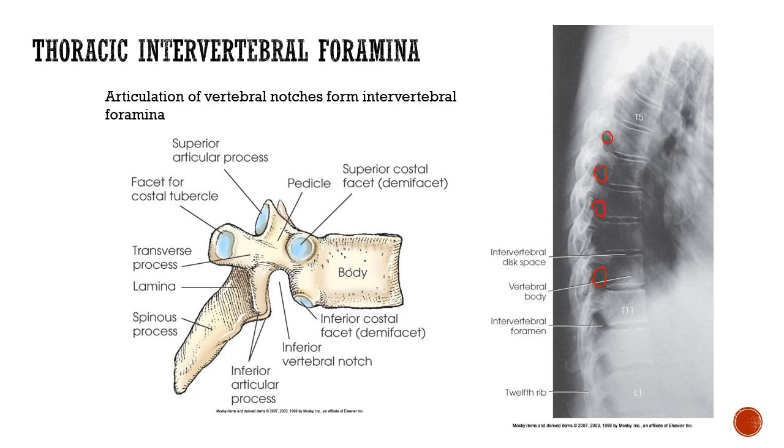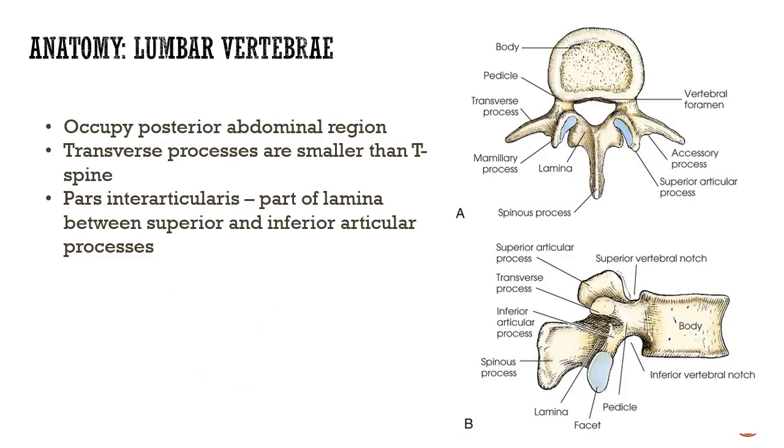In the articulation, the vertebral notches form the intervertebral foramina. The lumbar vertebrae occupy the posterior abdominal region. The lumbar processes are a little smaller than those of the T-spine. We'll take a look at those here. And the pars interarticularis is a part of the lamina between the superior and inferior articular processes.